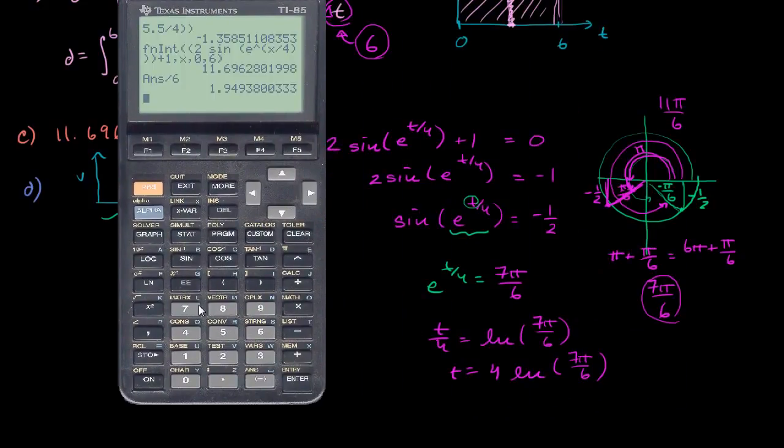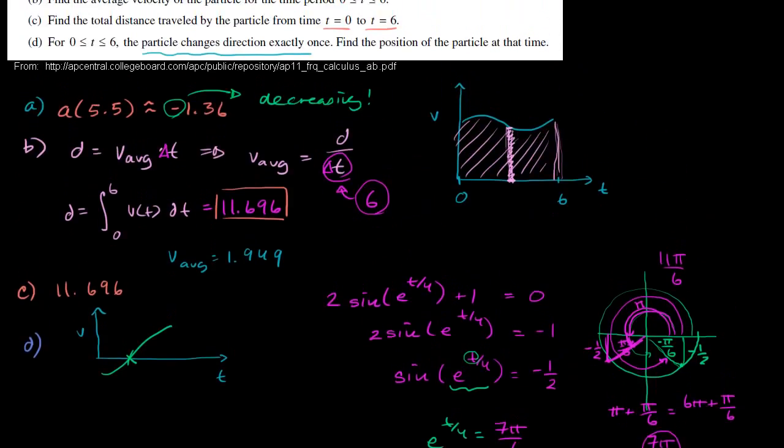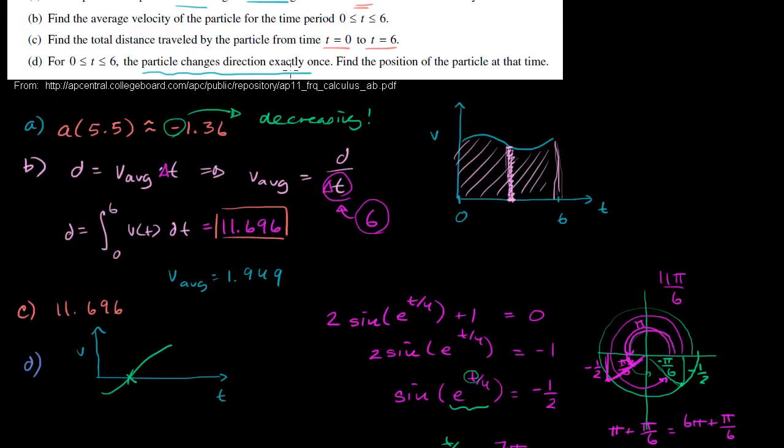So we want to multiply 4 times the natural log of 7 pi divided by 6. Let's see what we get. We get 5.19. Lucky for us, it is in our interval. So this is the t that matters, 5.196 approximately. That's the t where it changes direction. But that's not all they're asking us. The particle changes direction exactly once. Find the position of the particle at that time.